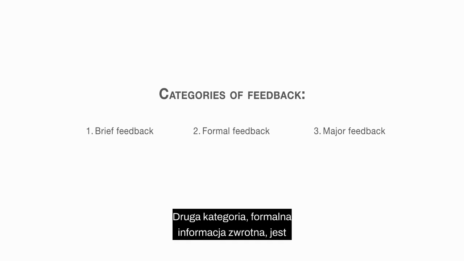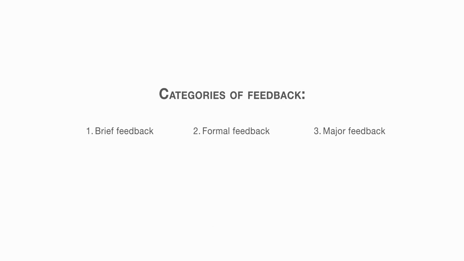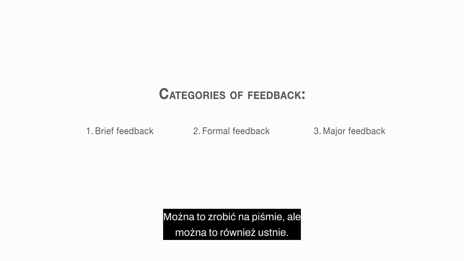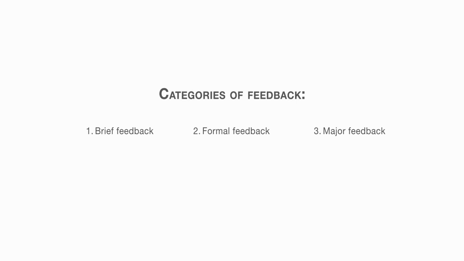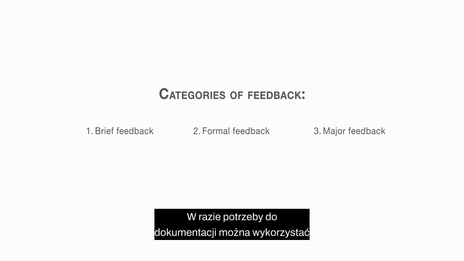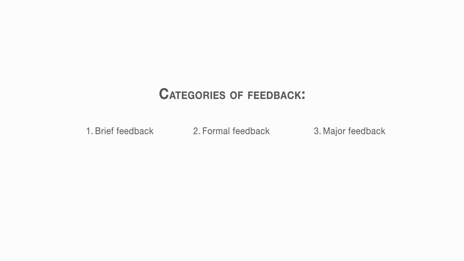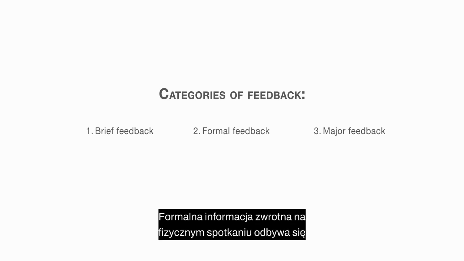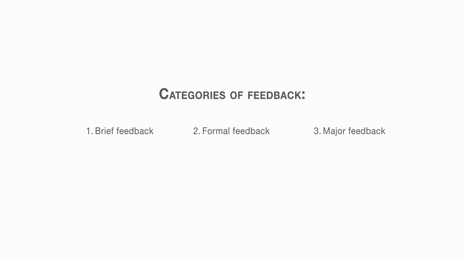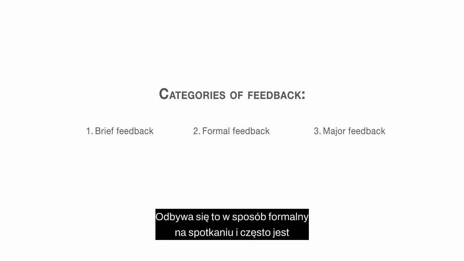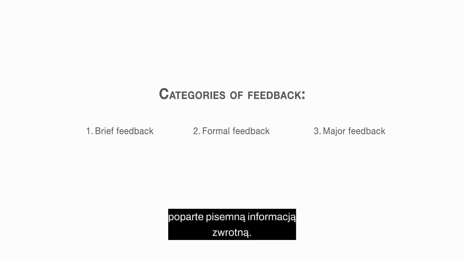The second category, formal feedback, is done when a meeting is planned for giving prepared and structured feedback. This may be done in writing but can also be done orally. A sound or video recording can be used for documentation if needed. Formal feedback in a physical meeting is done in private between the student and the educator. The last category, major feedback, is normally given at the midpoint of the course or learning process. This is done in a formal fashion, in a meeting, and is often supported by written feedback.